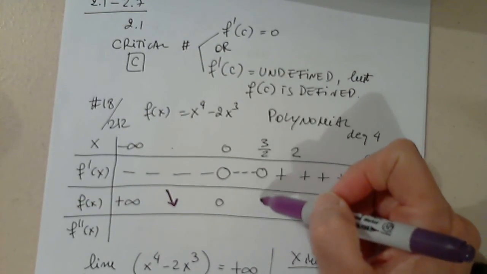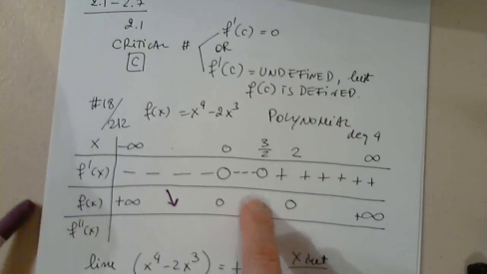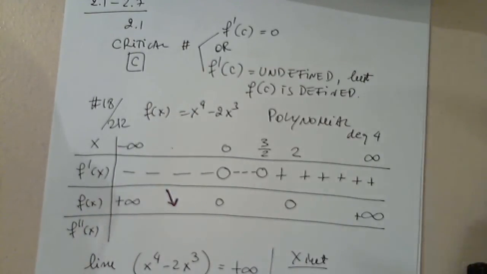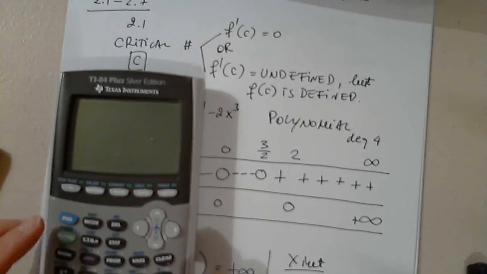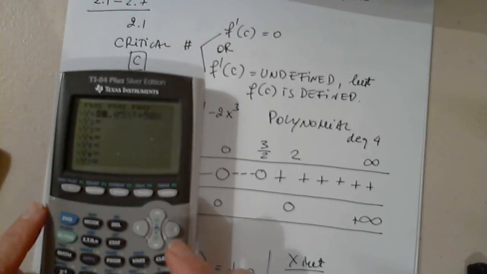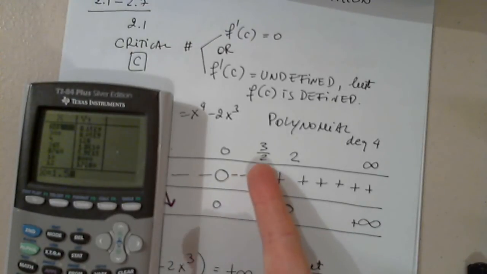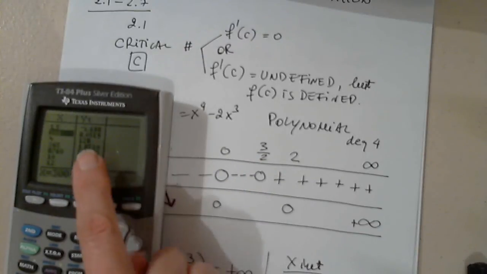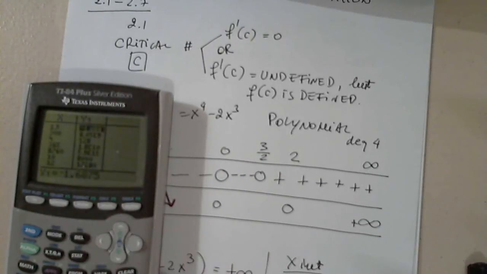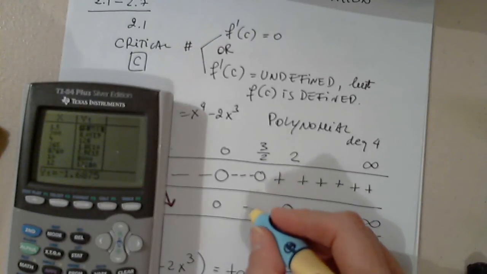From positive infinity, it decreases to 0. Now, I have to plug 3/2 into the function before I continue. I need a number here. I grab my calculator, go to y equals, and put in this function, x to the 4th minus 2x cubed. And I go to second and table, and I plug in 1.5, which is 3/2. Press enter, and I get negative, I'm going to write negative 1.7 approximately.